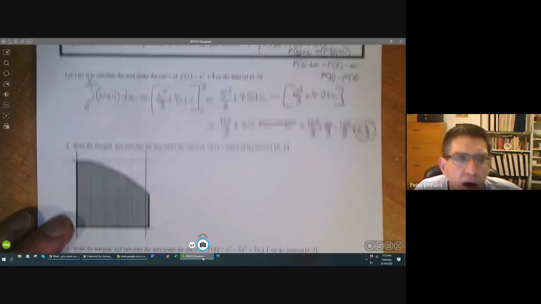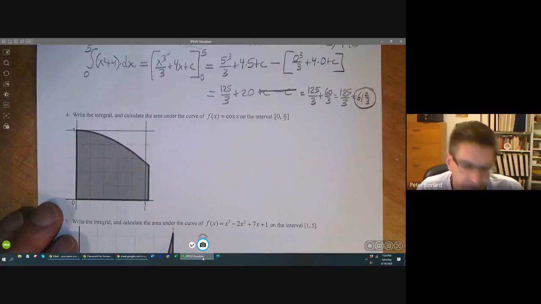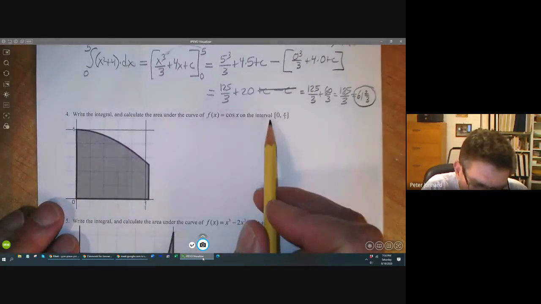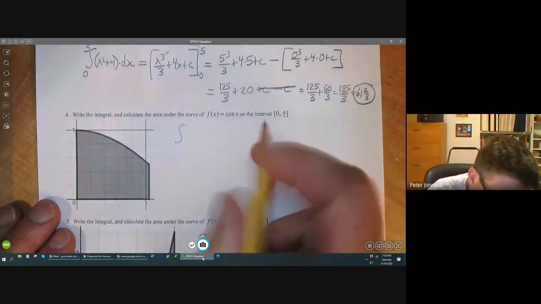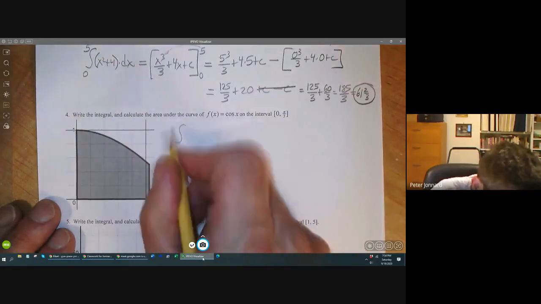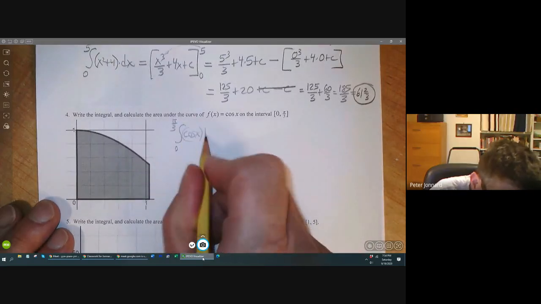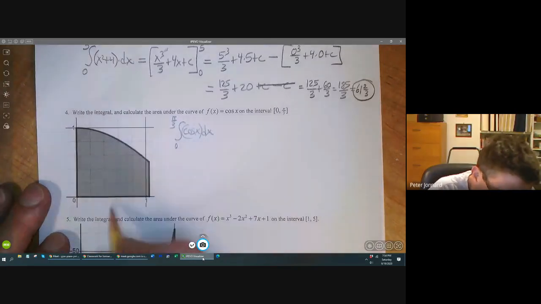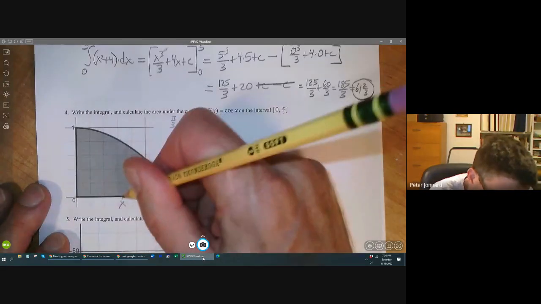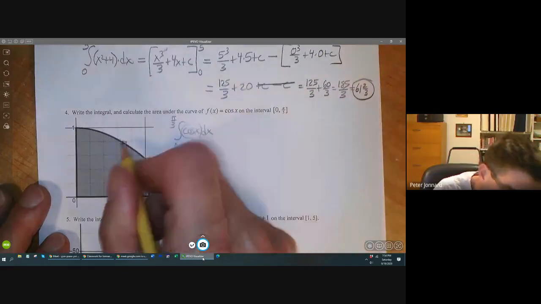Okay. All right, number 4. Write the integral and calculate the area under the curve of the cosine of x from 0 to pi over 3. So the integral would be the integral from 0 to pi over 3 of the cosine of x times the width of each rectangle. Okay, so notice if I pick a value of x here, this is the height of that rectangle, okay, that tiny little rectangle, and this is the width, dx.